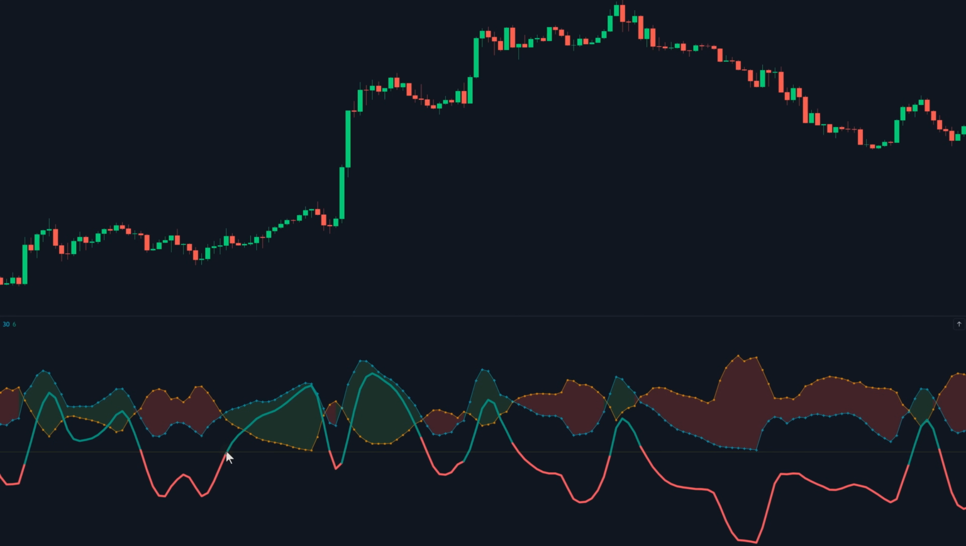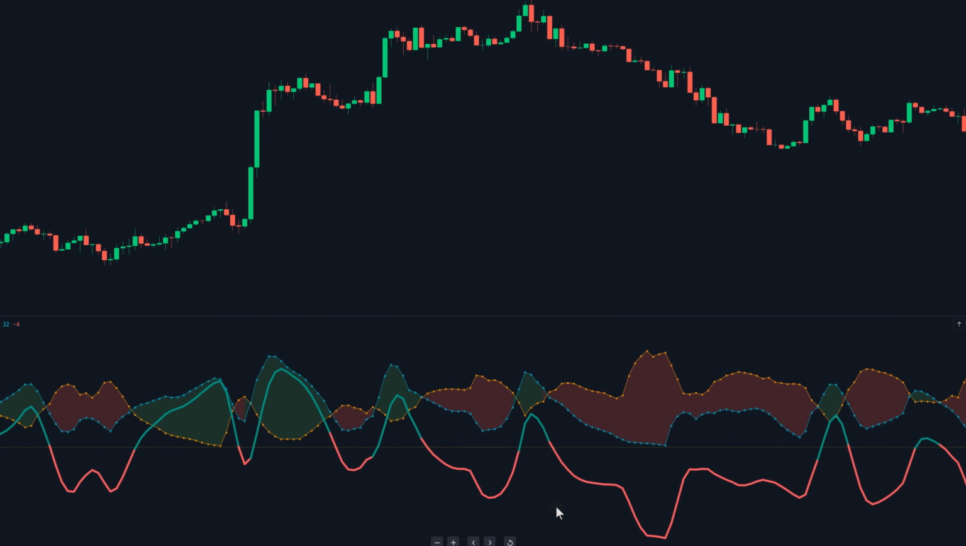When it crosses above the zero line, that indicates that the buyers are in control of the market. Conversely, whenever it crosses below the zero line, that indicates that the sellers are in control of the market. Now, looking at this indicator, we can see that whenever the blue line crosses above the yellow line, this red line usually changes color to green and also closes above the zero line. Conversely, whenever this yellow line crosses above the blue line, this green line usually turns to red and also goes below the zero line. This basically means that they both have the same function.